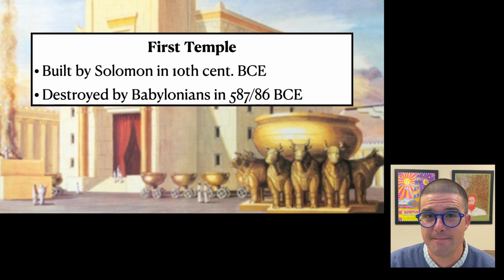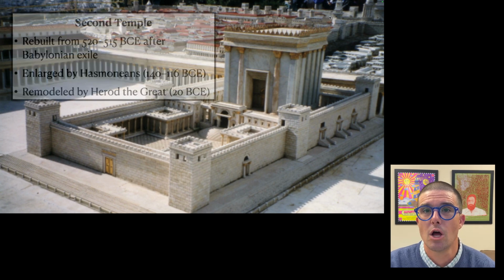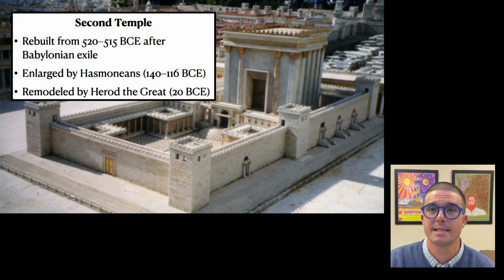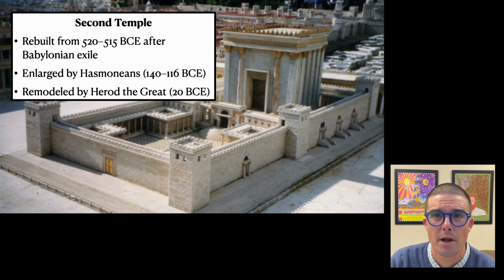By about 515 BCE, just 70 years after the first temple was destroyed, the second Jewish temple was rebuilt, the account of which is recorded in Ezra and Nehemiah. The Second Temple was enlarged by the Jewish Hasmonean kings in the 2nd century BCE and then underwent an extensive remodel and beautification under the rule of Herod the Great in the years immediately preceding Jesus' birth.